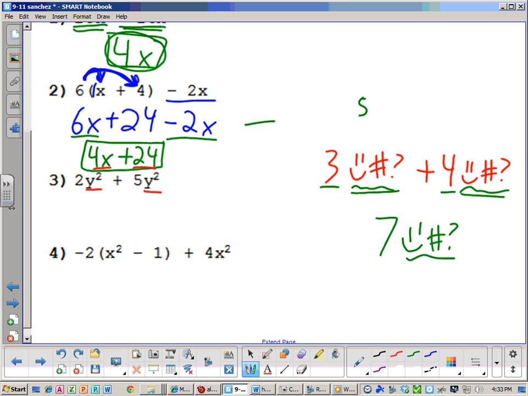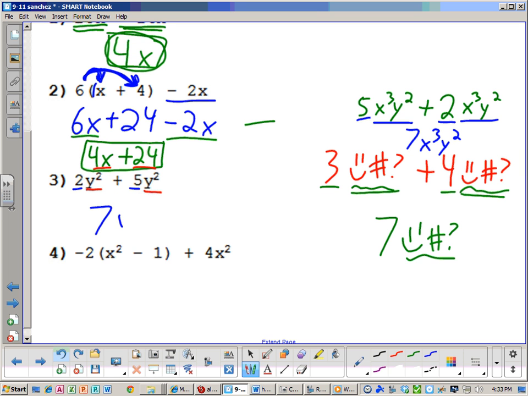So even if I said 5, it could have been something crazy like x to the third power y squared plus 2x to the third power y squared. Well, it's okay because as long as this x to the third power y squared matches this x to the third power y squared, it's a legal move. So I can still add the 5 and the 2, which is 7x to the third power y squared. You see what I'm saying? Legal move. So back over to number 3. How do we do this? Simple. Just say 2 plus 5. 7y squared. Easy. Really easy.